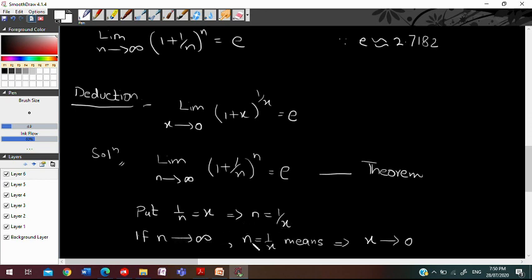the value of n is 1 by x, meaning this is 1 by infinity. When we convert it into x, 1 by infinity is equal to x. When n approaches infinity, the value of x approaches 0, because x is equal to 1 by n. 1 by n means 1 by infinity, and 1 by infinity gives you 0. So we can say if n approaches infinity, then x approaches 0.